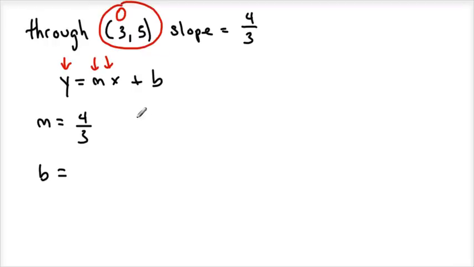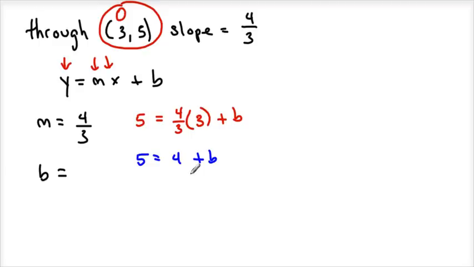So I'm going to plug in 5 for y. I got 5 equals, I'm going to plug in 4/3 for my m, and 3 for my x, plus b. Simplify. 5 equals, what is 4/3 times 3? 4 plus b. And how do I solve for b?